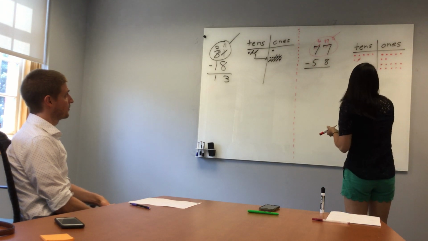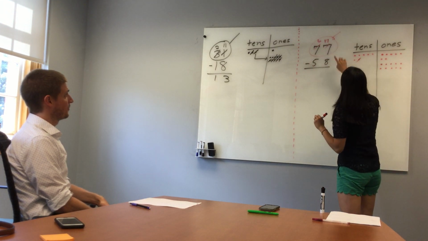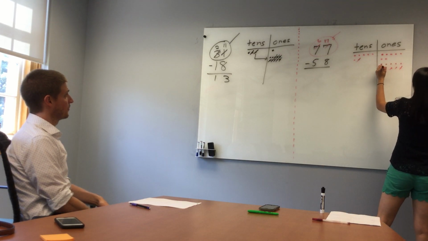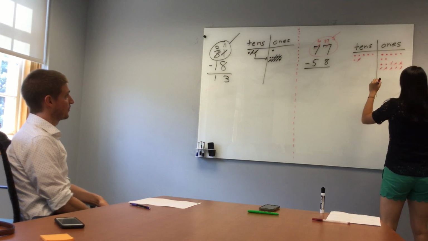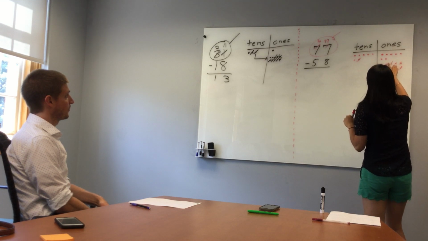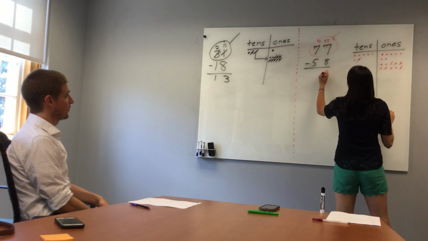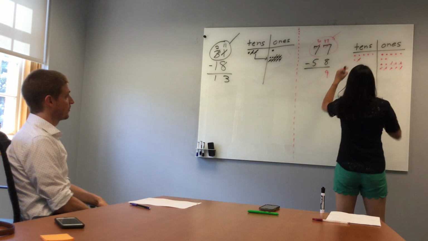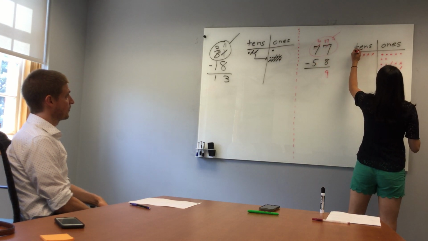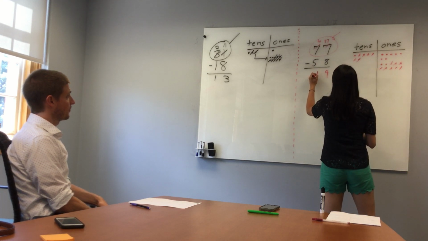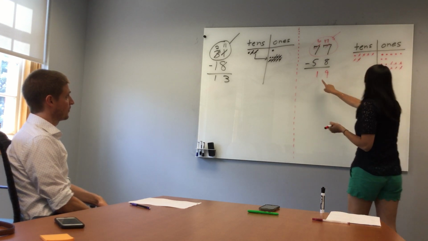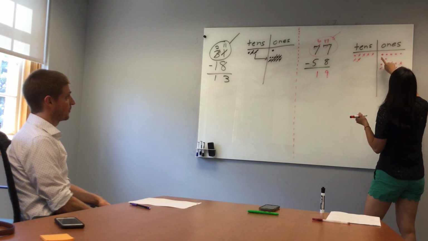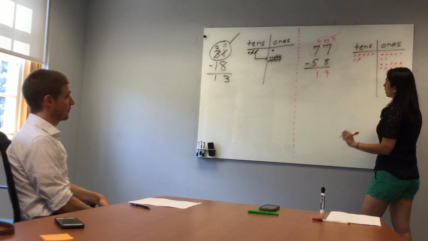And then I go back and ask myself 17 minus 8. And with the discs, I can go 1, 2, 3, 4, 5, 6, 7, 8. And I'm left with 9 over here. So that will be a 9 here. And then if I have 6 in the tens place minus 5, 1, 2, 3, 4, 5, I'm left with 1 ten. So that's 19.